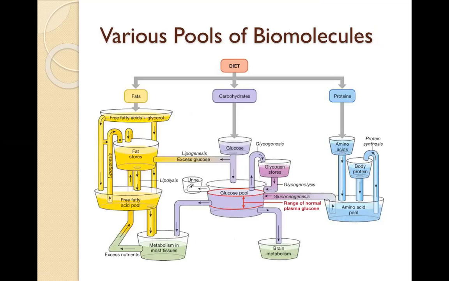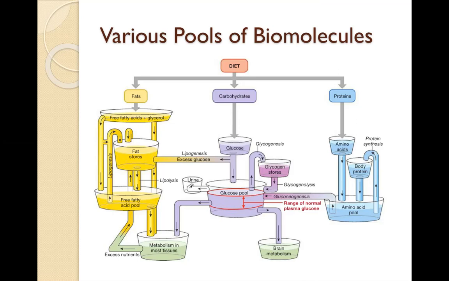So this next image looks a little bit intimidating, but don't let it intimidate you. It's really just a schematic looking at how the body deals with the three major biomolecules. So there's fats, there's carbohydrates, and there's proteins. And if you think about these three biomolecules as having various pools in the body, you can see how if one pool gets too high, it can spill over to another pool.